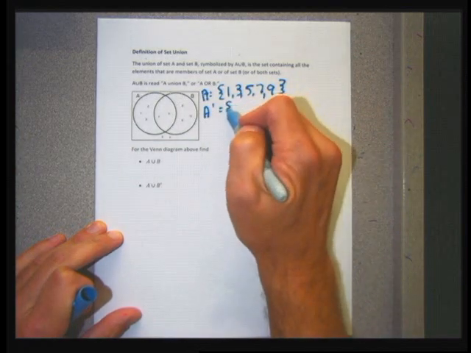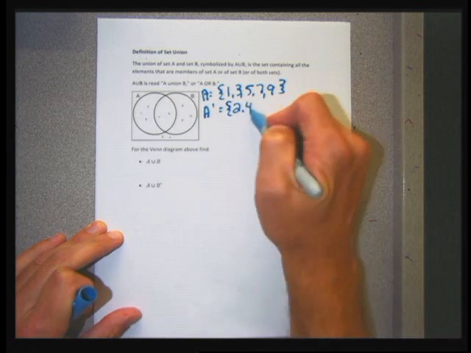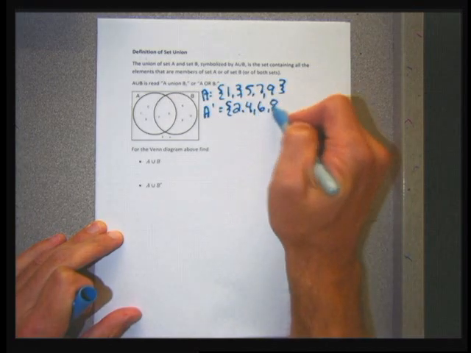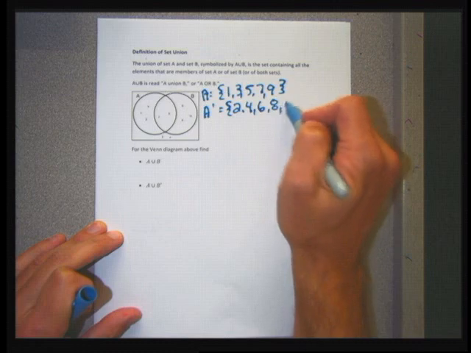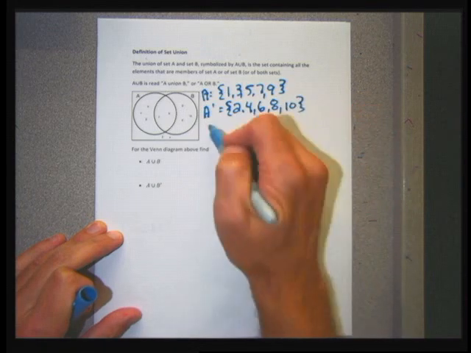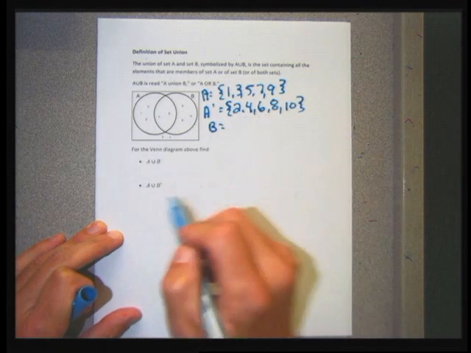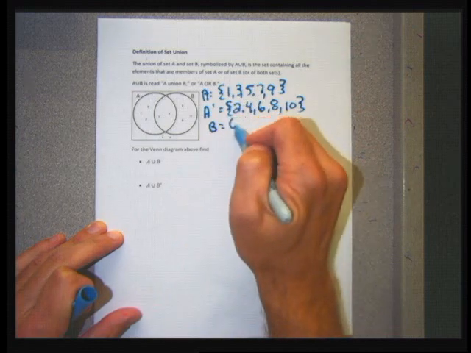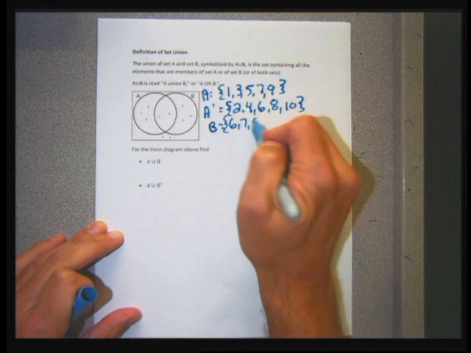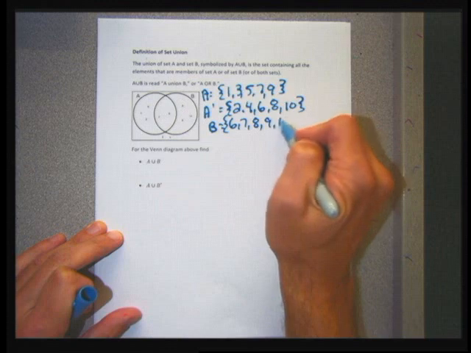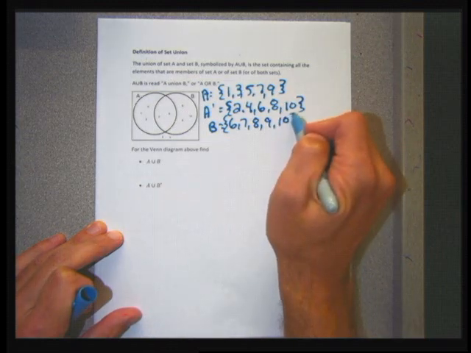A was the evens. A prime is the odd. A is the odds. A prime is the even. B were the numbers 6 through 10. B prime are going to be the numbers from 1 through 5.